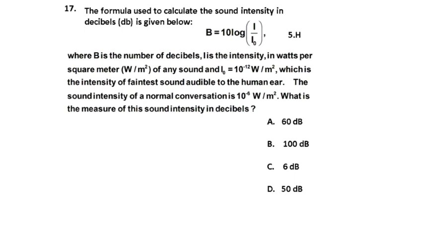Next, 17, the formula used to calculate sound intensity in decibels is given below. And you have this formula here we've used several times in class. So you have B is going to be 10, and we have log I over I sub 0. Well, the I we're given is 10 to the negative 6th power, and I sub 0 is 10 to the negative 12th power. And what's happening is 10 to the negative 6 divided by 10 to the negative 12, so like you subtract. So it's 10 to the negative 6 minus negative 12.